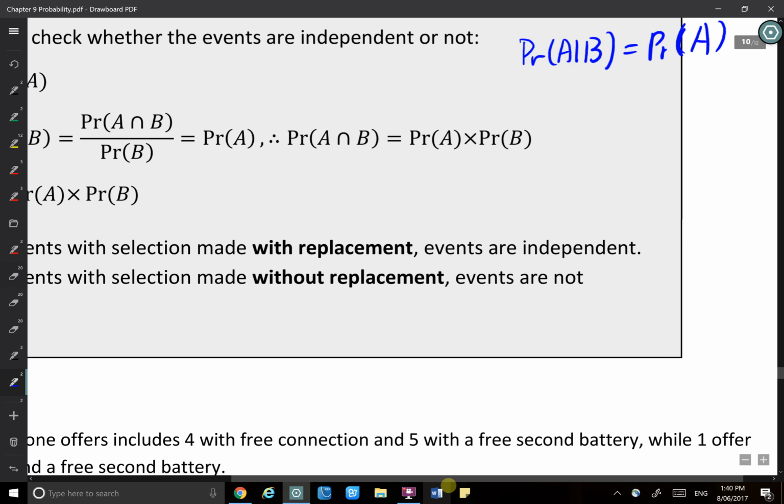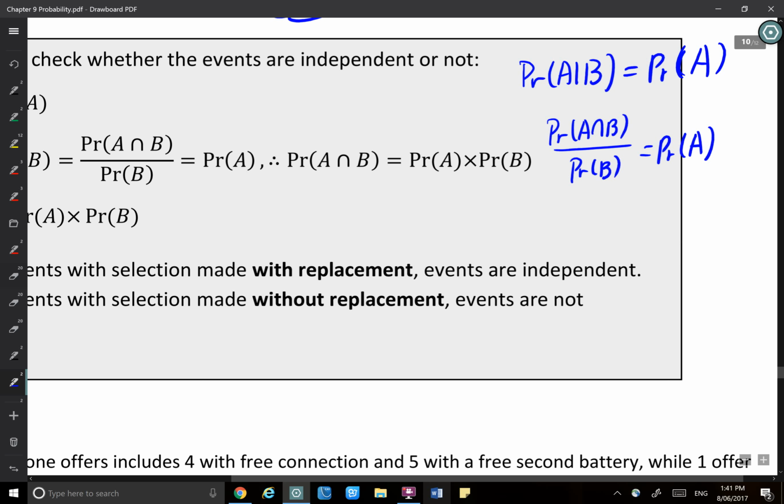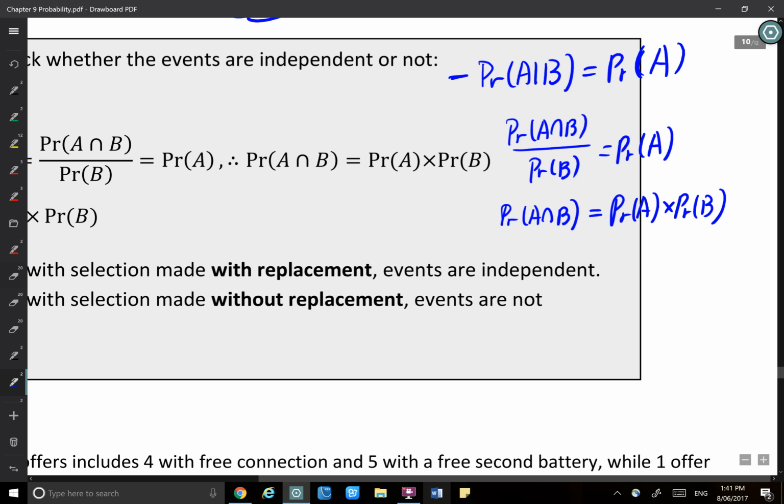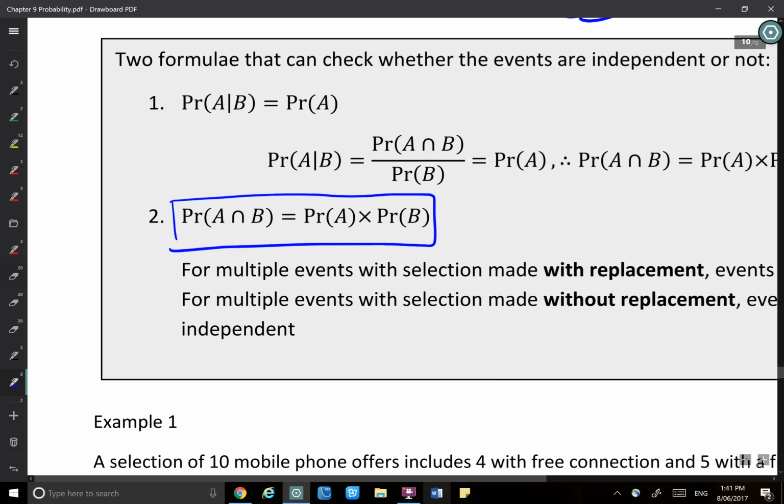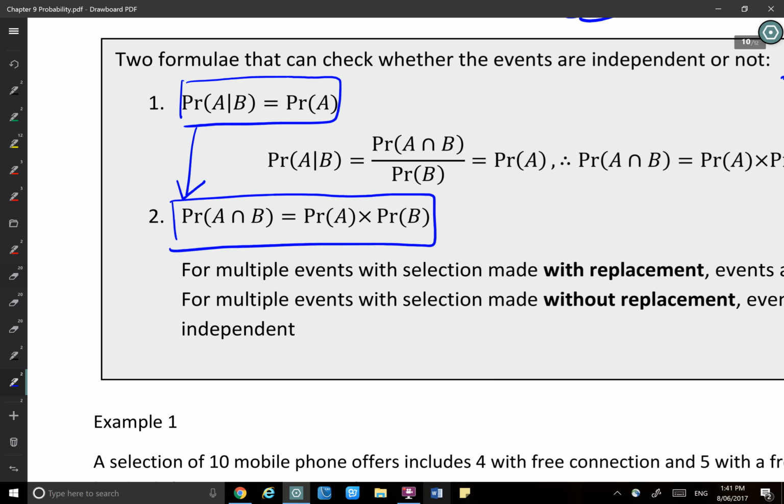If I expand that, that's probability A intersects B over the probability B, and that equals the probability A. If I multiply probability B on both sides, that will give me probability A intersects B equals probability A times probability B. So I use the first equation to set up another one. We use that more often. The first one is more like the definition, and using the first one we get the second one, and most of the time we will use the second one to test it.